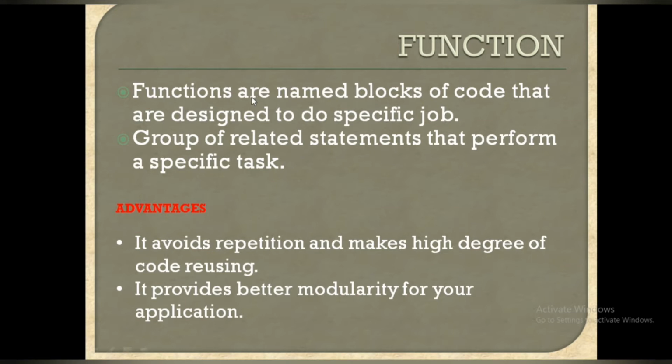Functions are named blocks of code that are designed to do a specific job. That is, functions are small units of code used to do some specific job, to perform a small task. If you want to solve a very big problem, then you have to divide that problem into smaller ones. Those small problems can be solved by using functions. So functions are units of code.